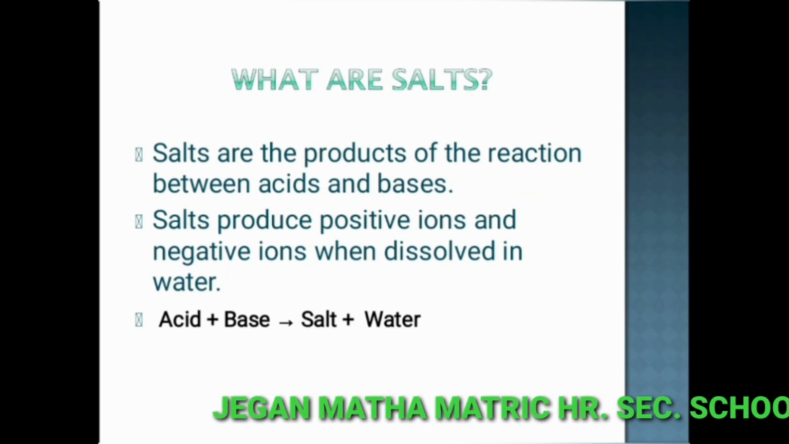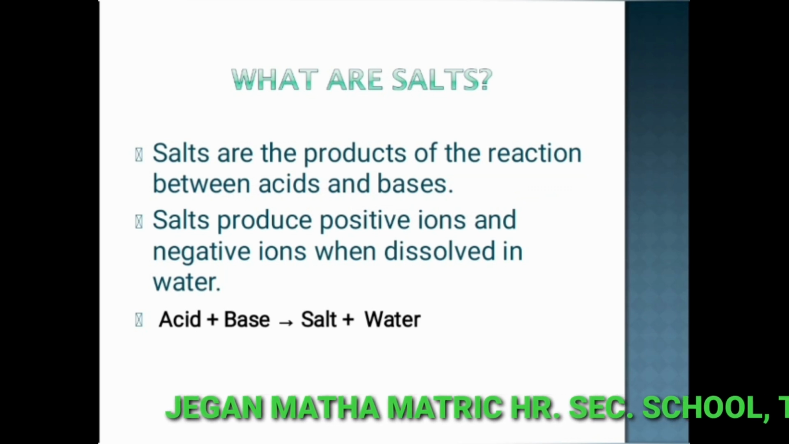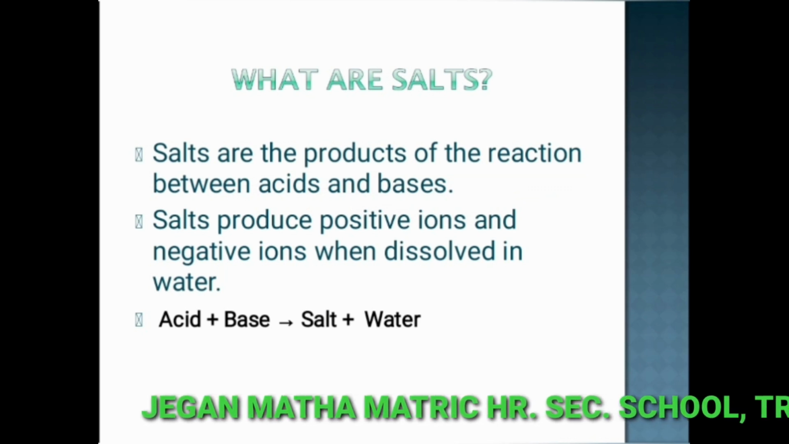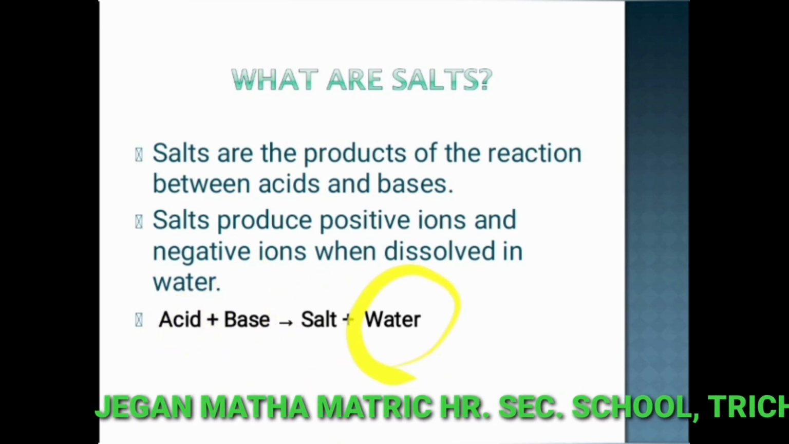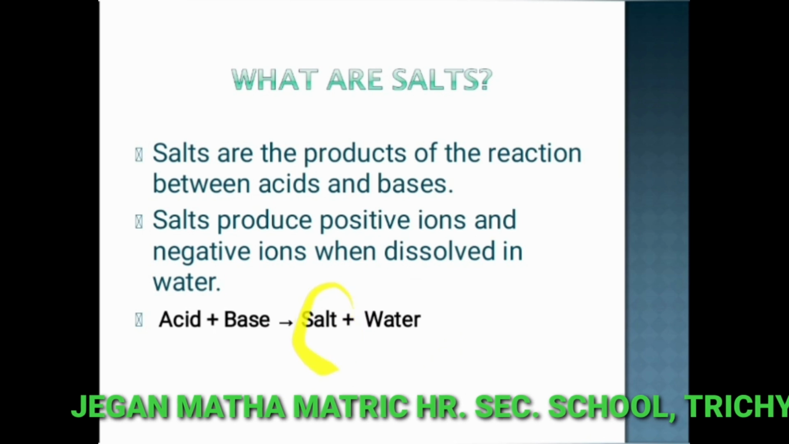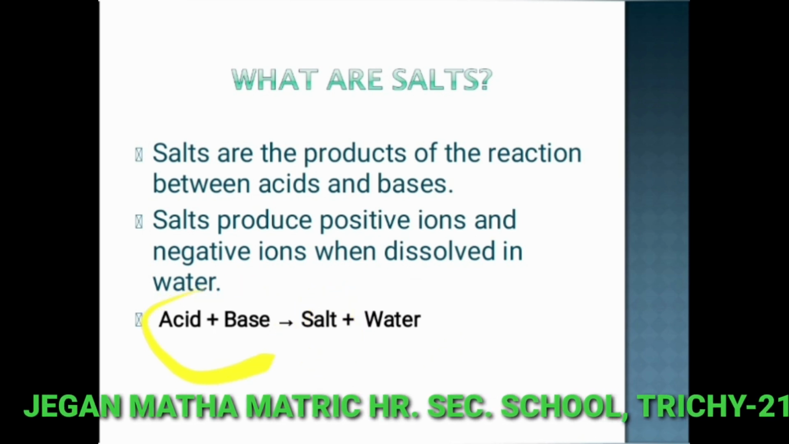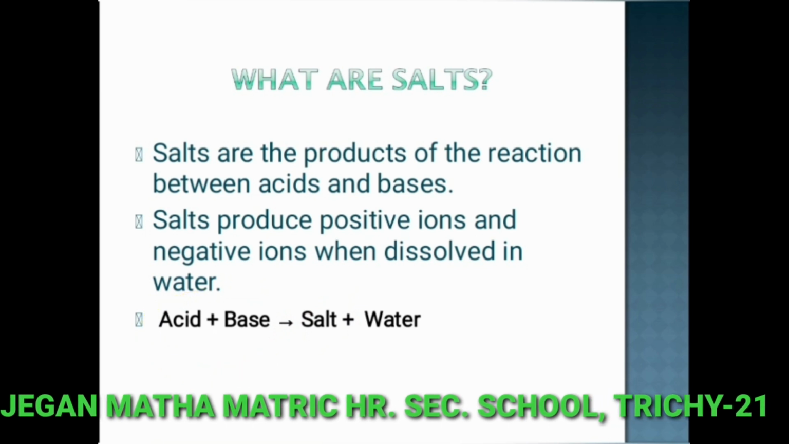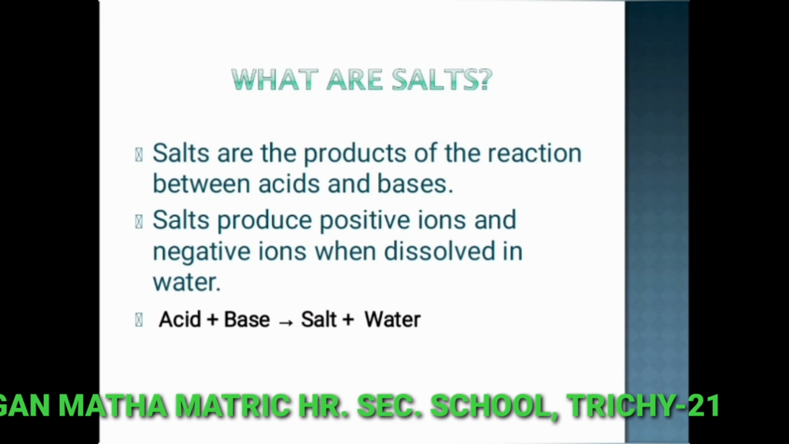Salts produce positive ions and negative ions when dissolved in water. So when acid reacts with base, it gives salt and water. So salts are the products of the reaction between acids and bases. They produce positive ions and negative ions when dissolved in water.